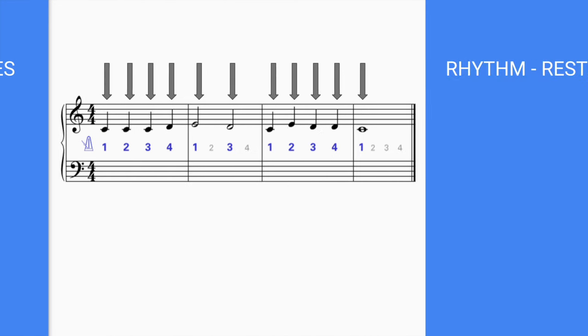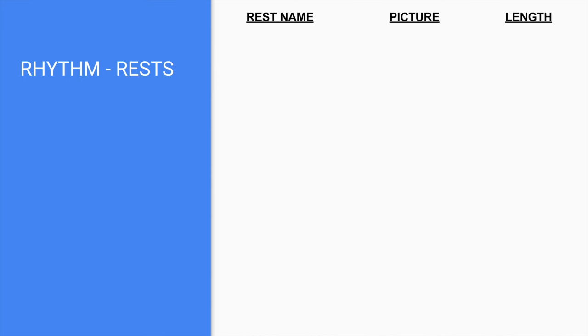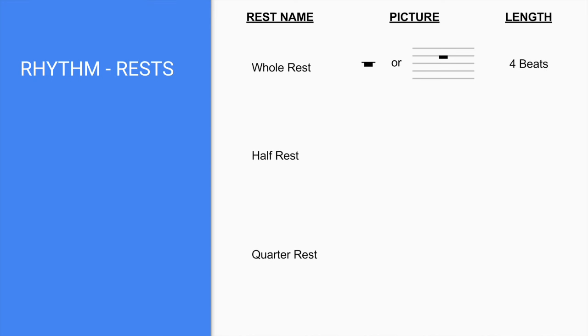Okay, next let's talk about rests. In music, rests are our version of silence. So we have a few different types of rests. The first is a whole rest, next is a half rest, and finally our quarter rest. As far as the pictures are, that is our whole rest. It looks like an Abraham Lincoln hat that is upside down. On the staff it looks like that. And this gets 4 beats of silence. Where a whole note got 4 beats of sound, the whole rest gets 4 beats of silence.